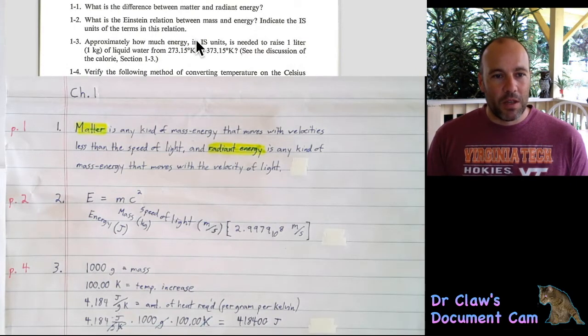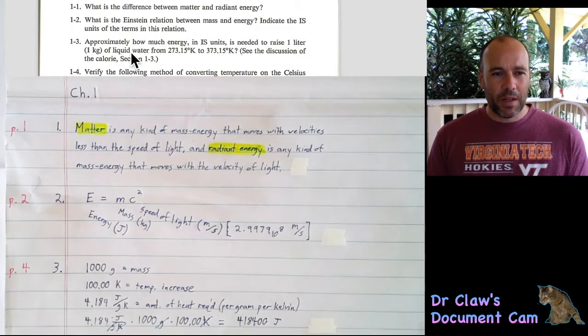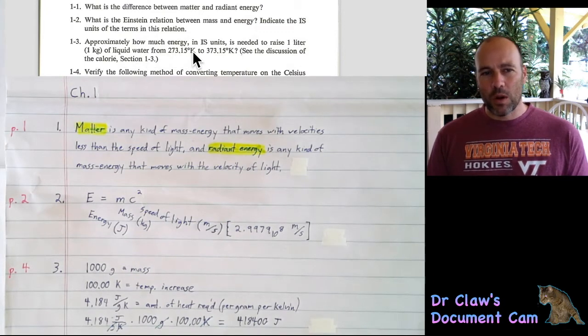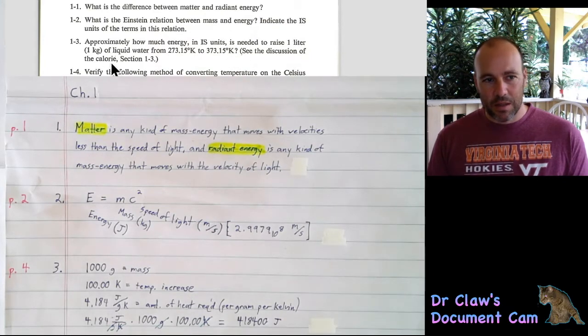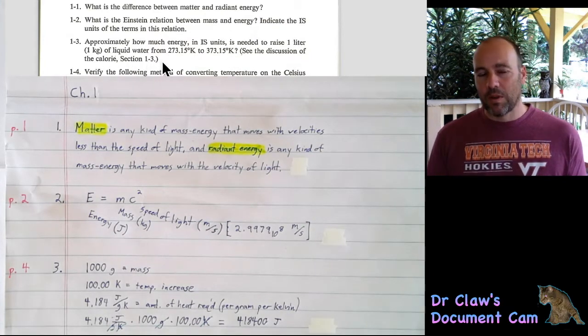Approximately how much energy in international standard units is needed to raise 1 liter of liquid water from 273.15 degrees Kelvin to 373.15 degrees Kelvin? Okay, see the discussion of the calorie, section 1.3.